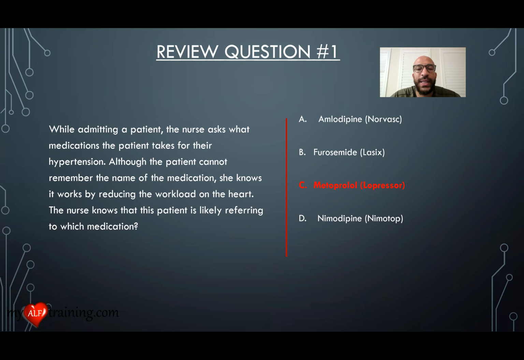If you chose C, you chose correct, and you are very smart. If you didn't choose C, that's okay. Like I said, this was a very difficult question.